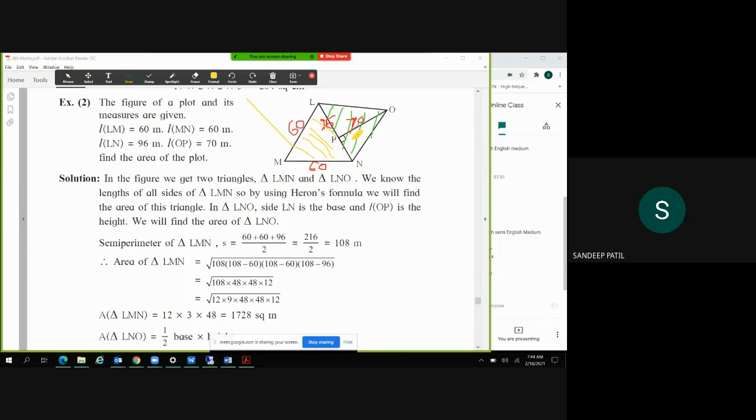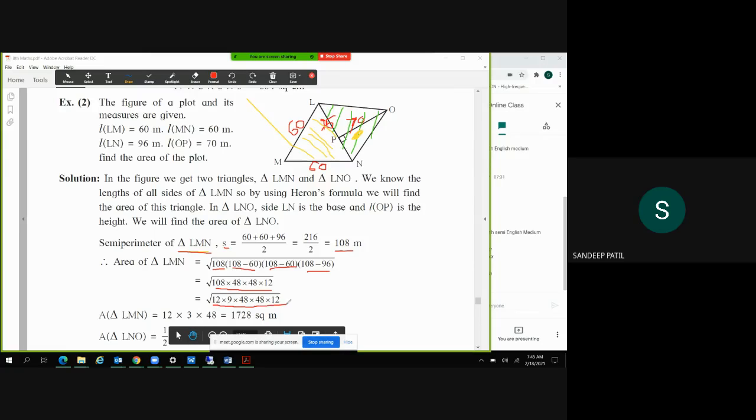So let's see. First, we will try to solve with LMN. First calculate the semi-perimeter: 60 plus 60 plus 96 divided by 2. So we will get 108 as the semi-perimeter. From the semi-perimeter, we have to subtract each side of that triangle, and then multiply by the semi-perimeter itself. So 108 into 48 into 48 into 12. Then we can calculate the square root.